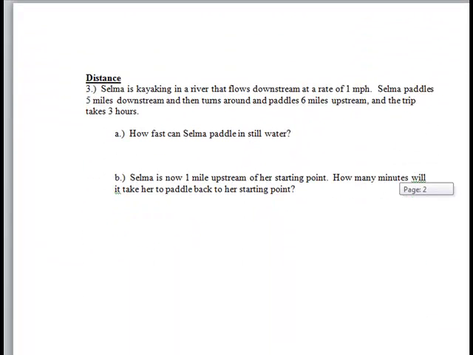Another type of application problem is a distance problem or motion problem. Something moving at this particular speed for a certain amount of time is going to travel a certain distance. In order to do this problem, you have to know the distance formula. Distance is equal to rate times time.